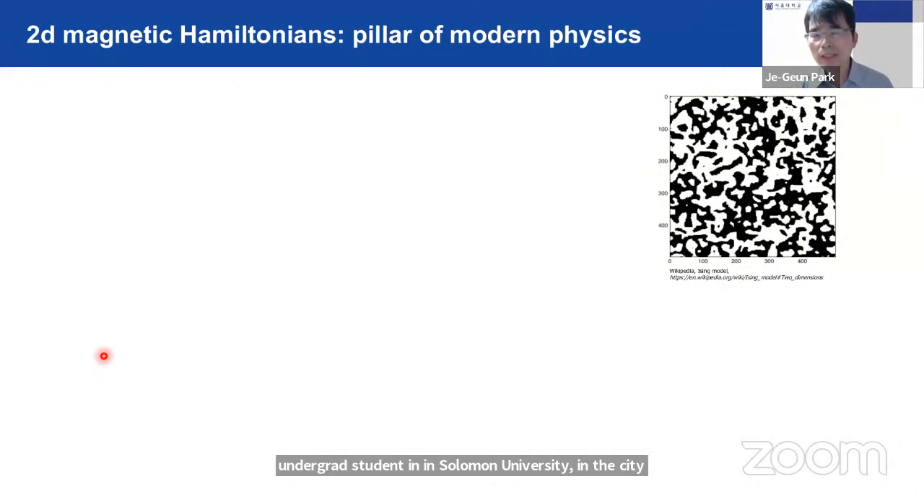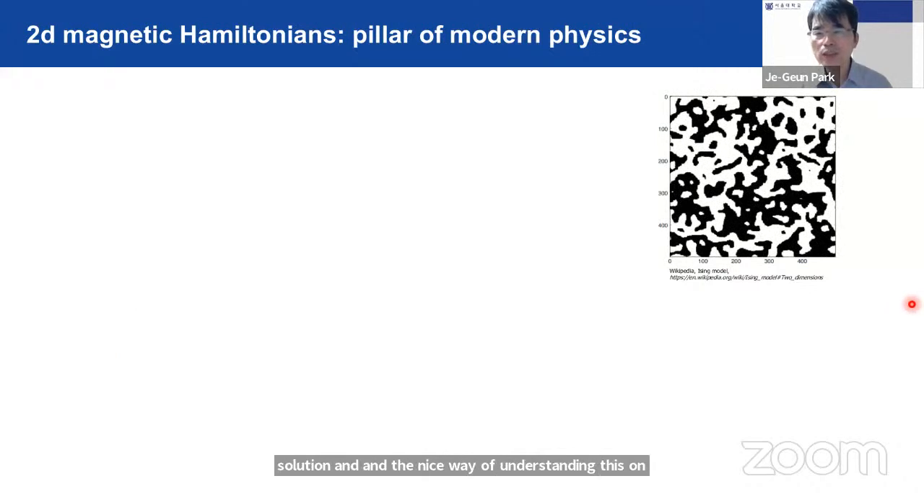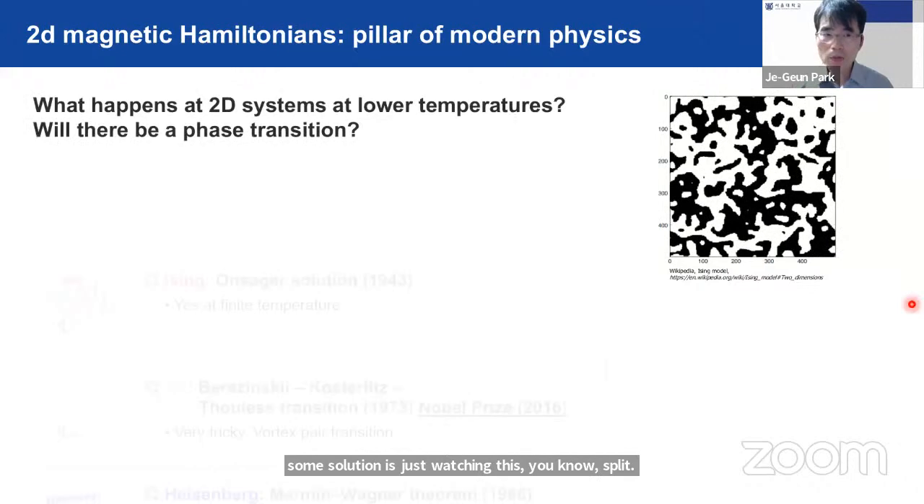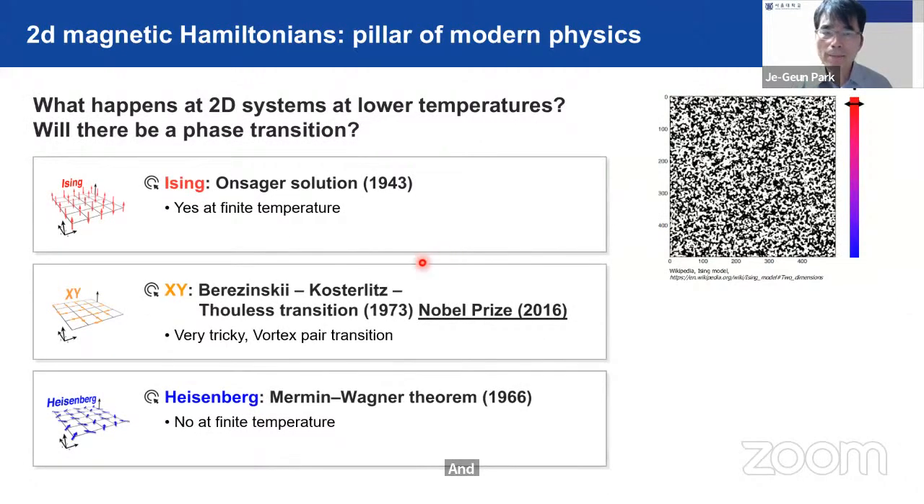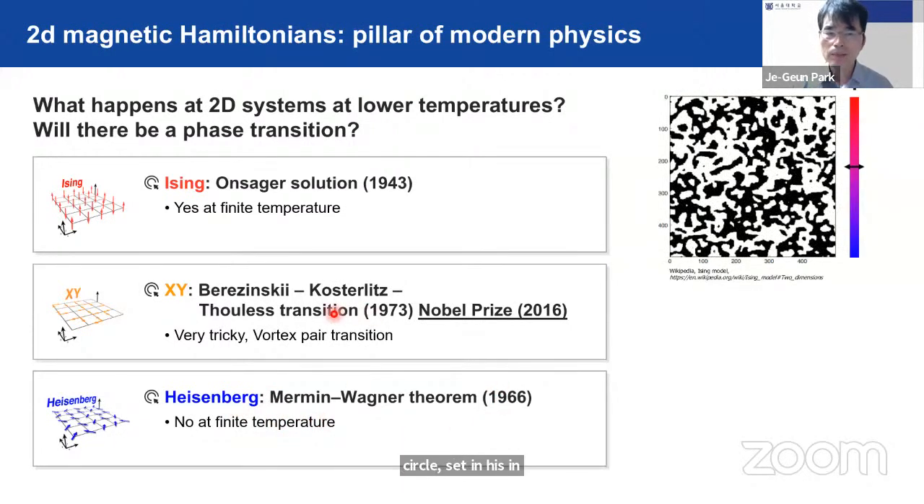During the course of statistical mechanics, we learned the two-dimensional Ising solution, and the nice way of understanding this solution is just watching these black and white animations. But we all know it's the Ising solution, and also, in a historical setting, the Mermin-Wagner theorem, and then BKT transitions in the XY model.